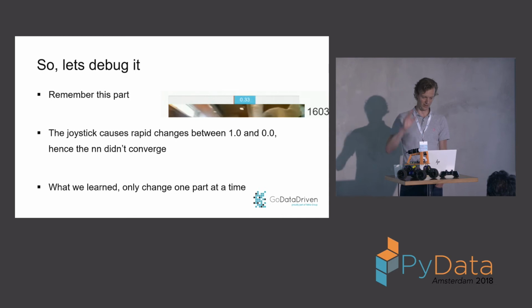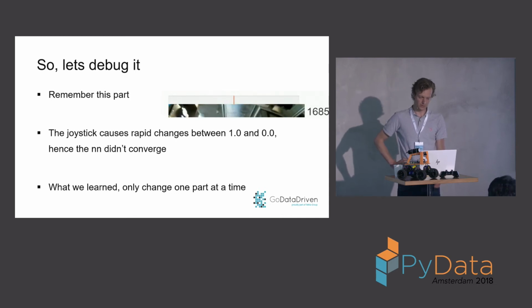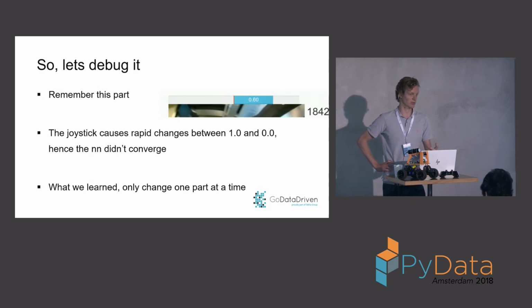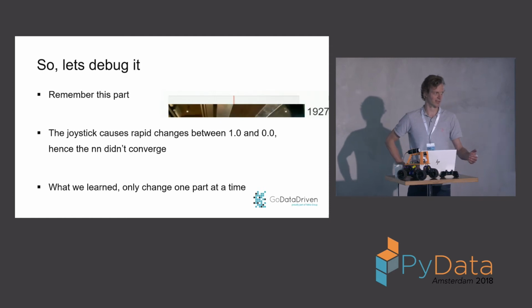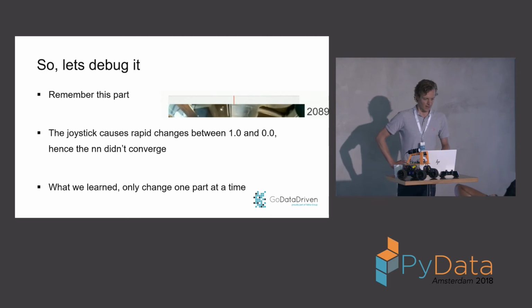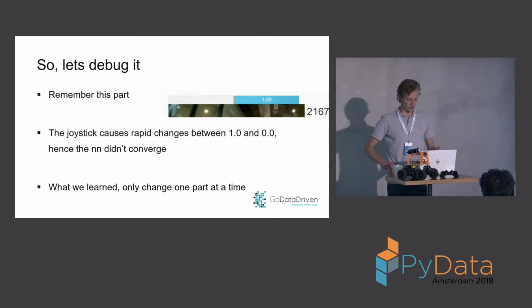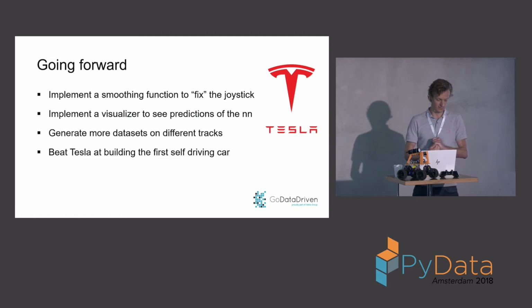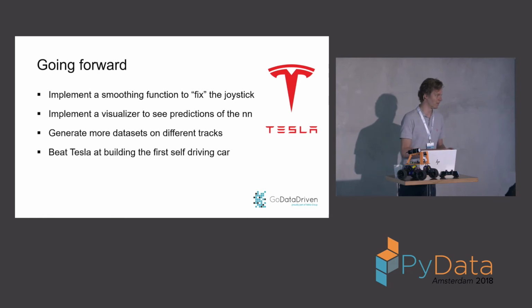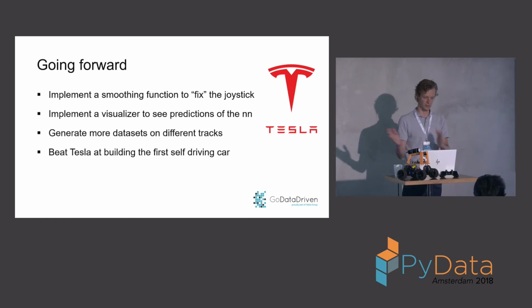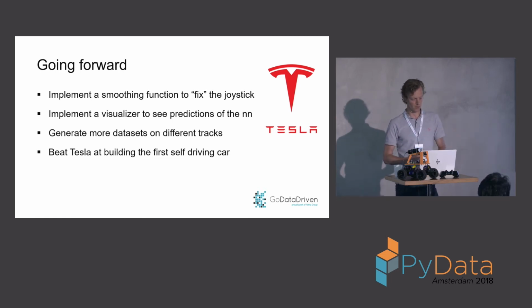The loss was ridiculous. So again, what we learned: only change one part at a time. Basically, we should have only switched the joystick and not a different track and all these things. Also, we needed to implement some smoothing function to fix the joystick, right? If you have a rolling mean over the joystick input, maybe we'll get over this problem of these rapid input changes. So that's the first thing we're going to implement.